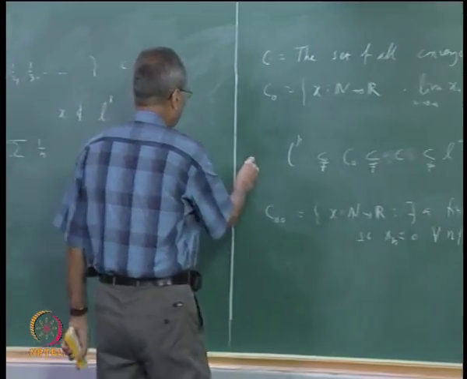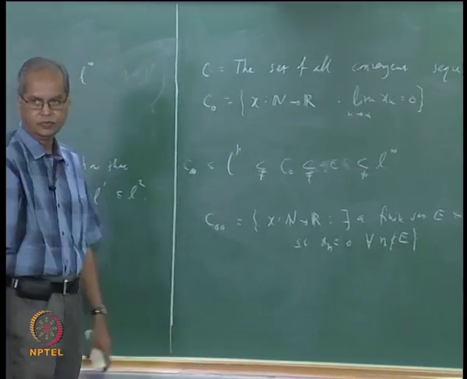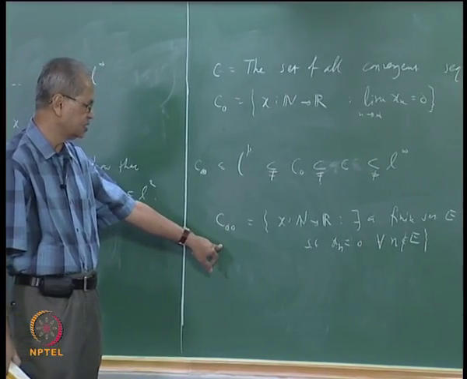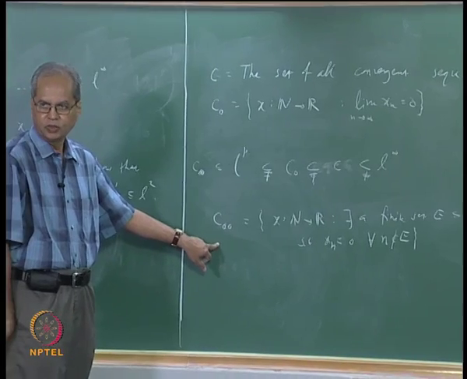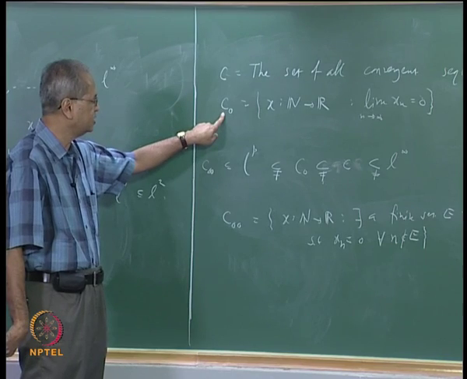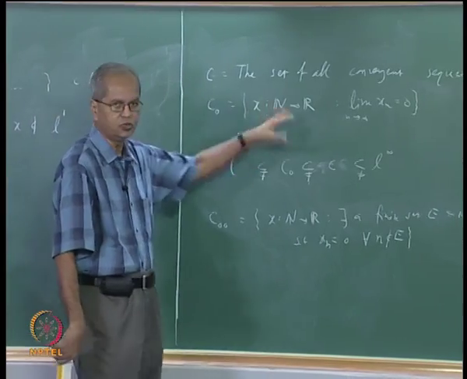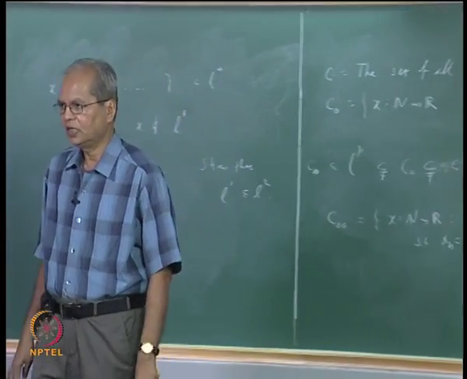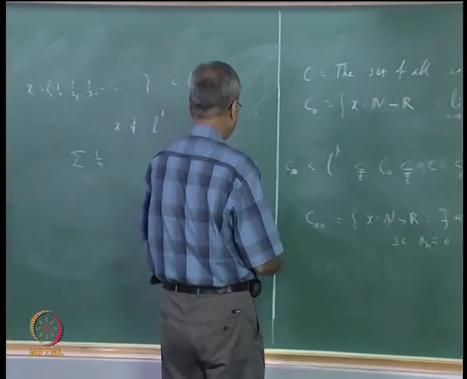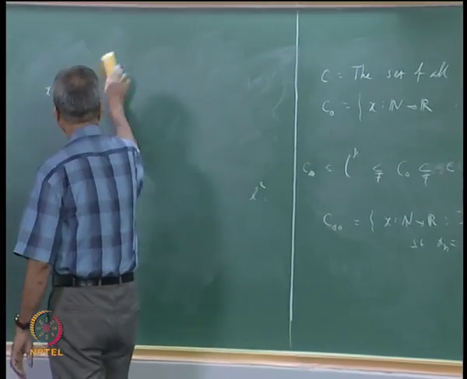So C0 naught is the smallest among all these spaces. As I said, this is sometimes described as the space of all those sequences which are eventually 0, and C0 is sometimes described as the space of all null sequences. Some books use this terminology: if a sequence goes to 0 it is called a null sequence, and C0 is called the space of all null sequences. So I think this is enough about the examples of these spaces of sequences. Let us go to the next type.